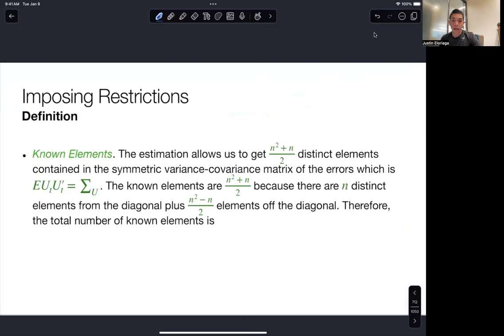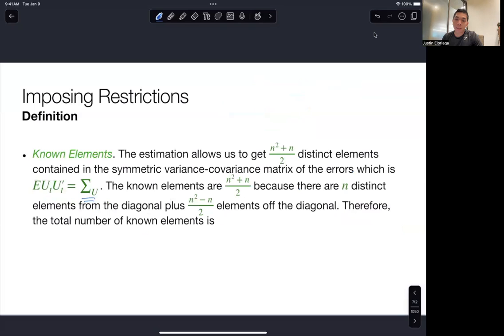So how do we do this? The known elements now look like this. The estimation allows us to get (n squared plus n) divided by 2 distinct elements contained in the symmetric variance-covariance matrix of errors, which is this matrix here, which I'll denote as sigma u.